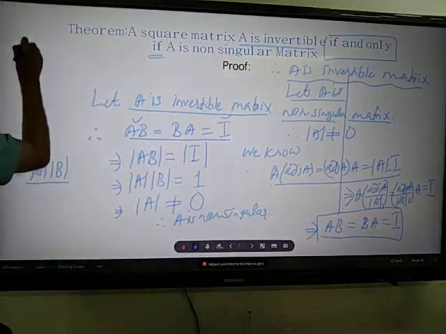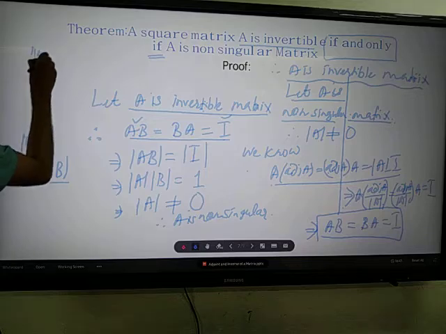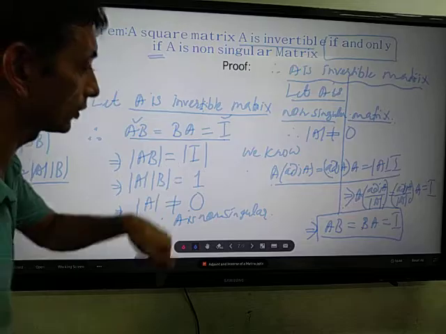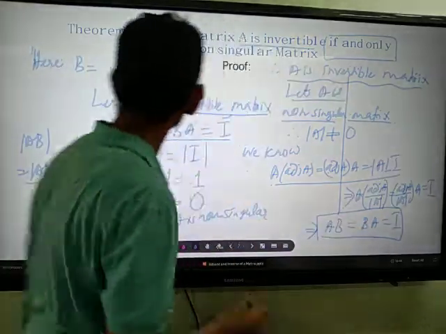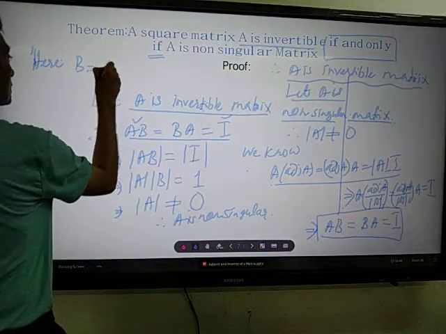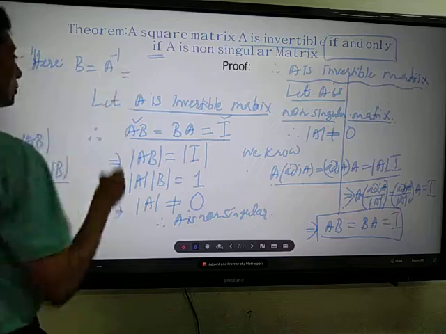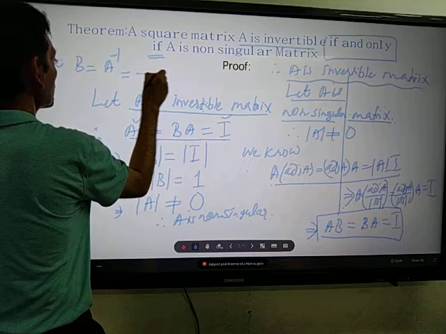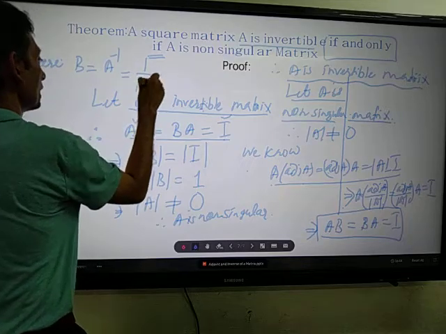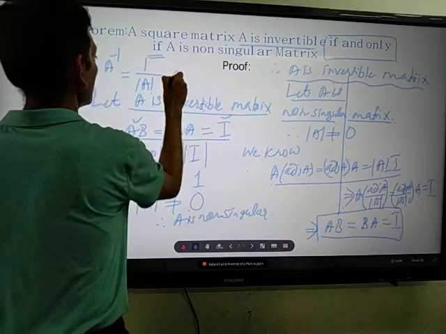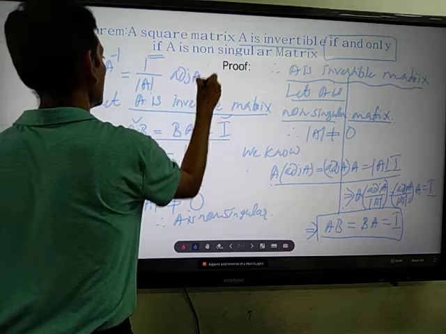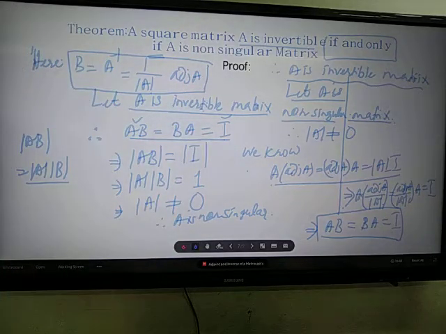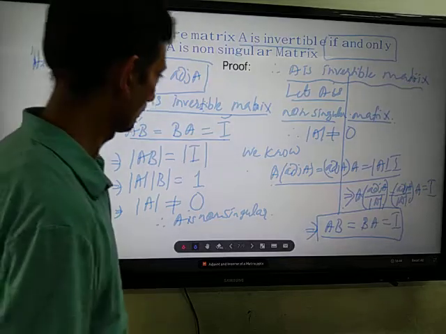So here we are going to write our important steps. Here B is the inverse of A. Now what is the value of B? B is the inverse of A, that means A inverse. The value of B is adjoint of A by determinant A, which is written in a very simple form as 1 by determinant A into adjoint of A. Okay, this is a very important formula for inverse.